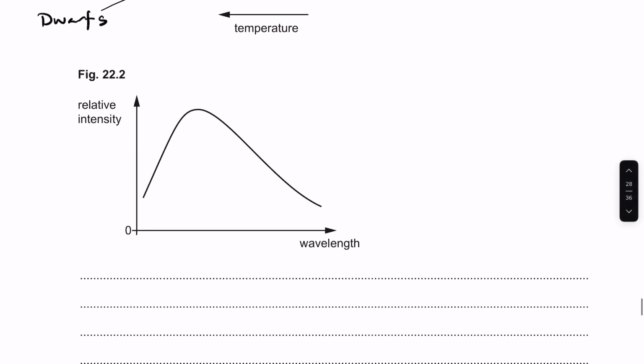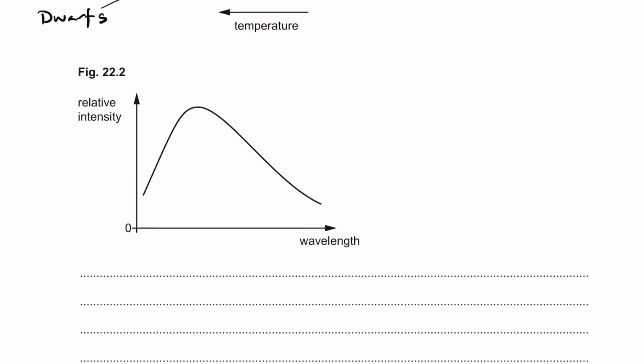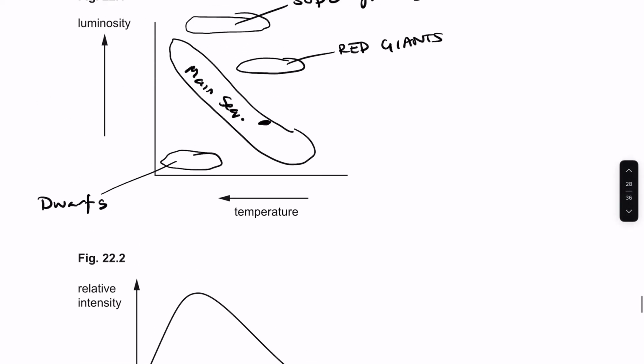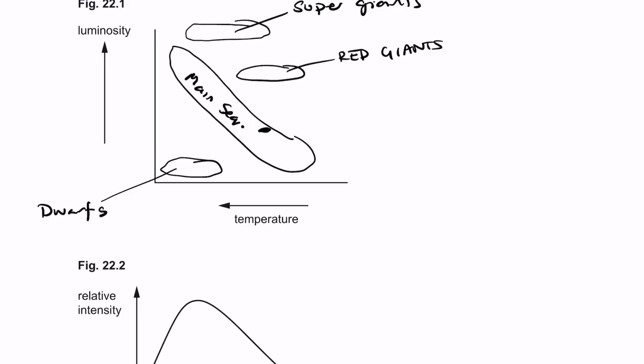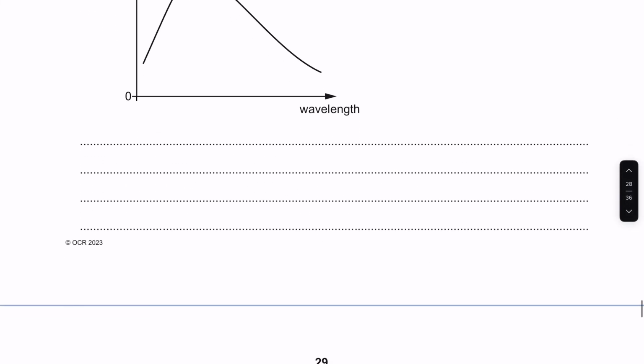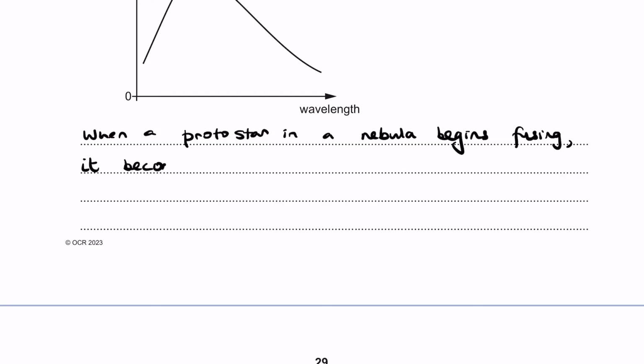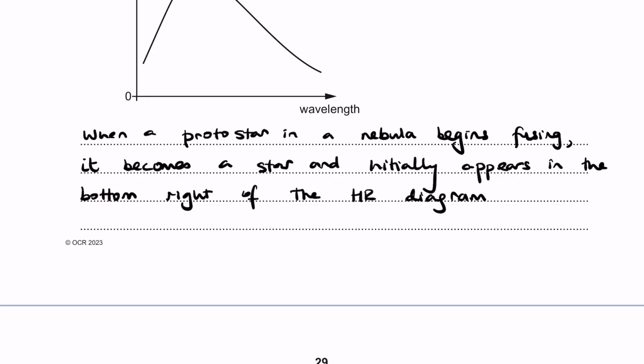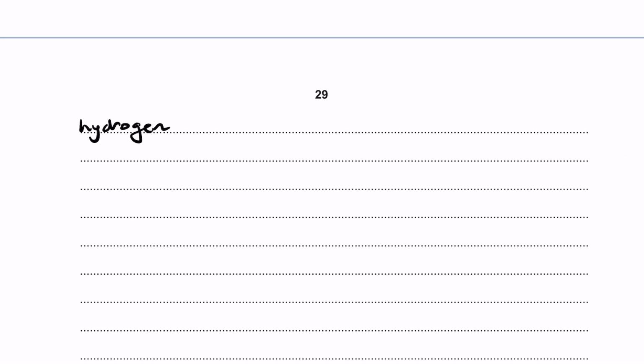And we are given a graph of wavelength and relative intensity. And basically, let's talk about how the star is going to evolve first, and then we'll talk about the limitations. So when a protostar in a nebula begins fusing, it becomes a star and initially appears in the bottom right of the HR diagram due to its low temperature and luminosity. As it burns hydrogen, it moves towards the sun's position on the diagram.